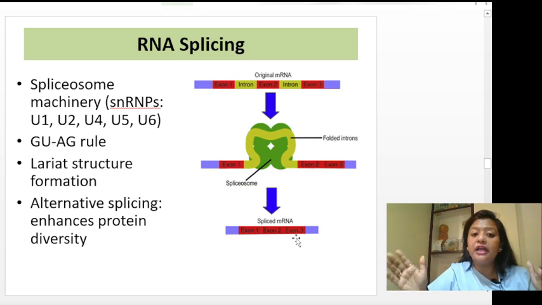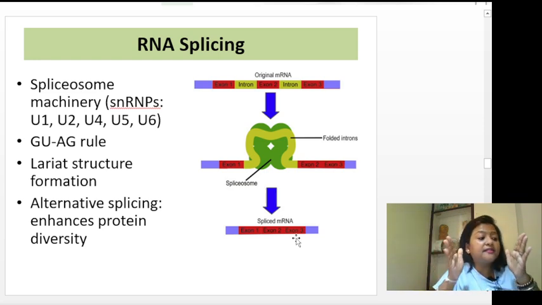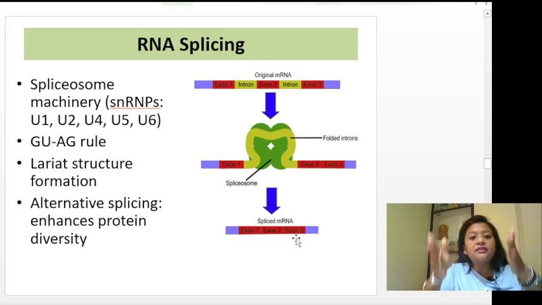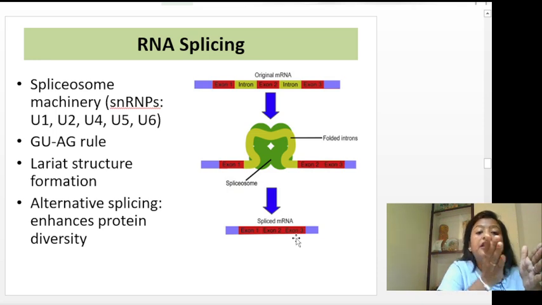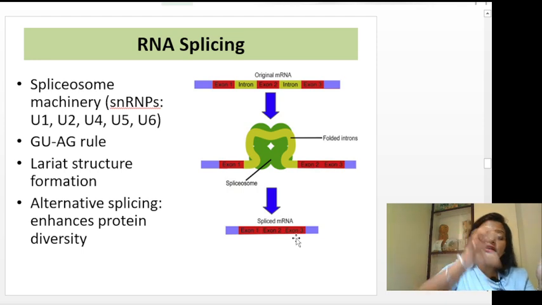Okay, so 5 dash and 3 dash. This particular sequence is being identified by the spliceosomes, and it knows that these are the introns and they need to be removed. So the spliceosomes will identify those regions and attach to them. Once it attaches, it will cut, splice the exon part. That means at the beginning of the intron, it will cut. It will remove the exons and bind to the intron.